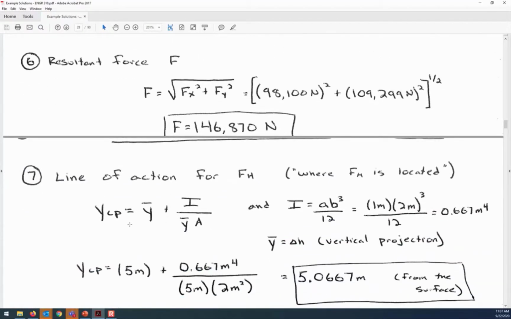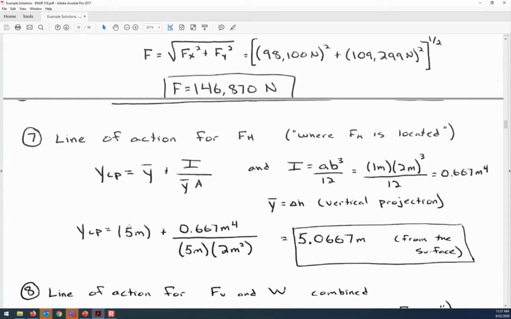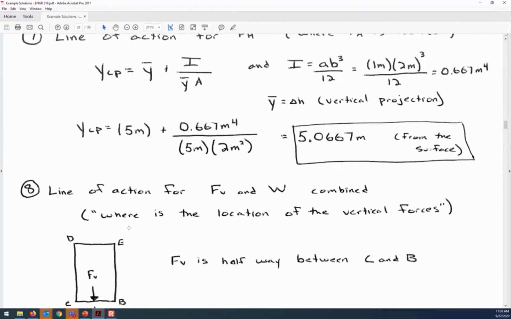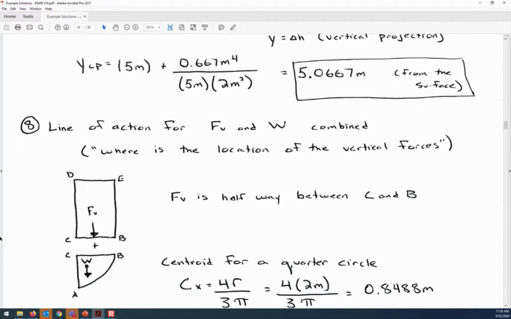And just to refresh your memory, here's the line of action for the horizontal forces, where we were calculating YCP to determine that. The line of action for the vertical forces combined. So there is the rectangle, where FV is right in the middle, and then W is offset. And you can find the formula for the centroid of a quarter circle. It's in our book. And that formula is 4r divided by 3 pi.